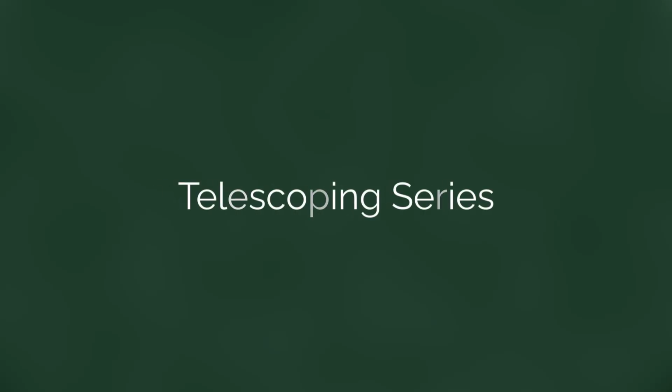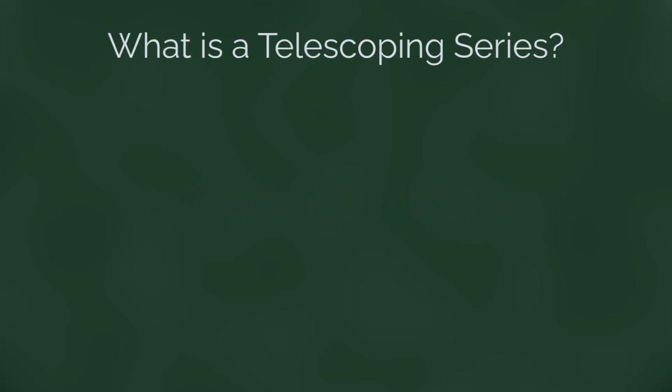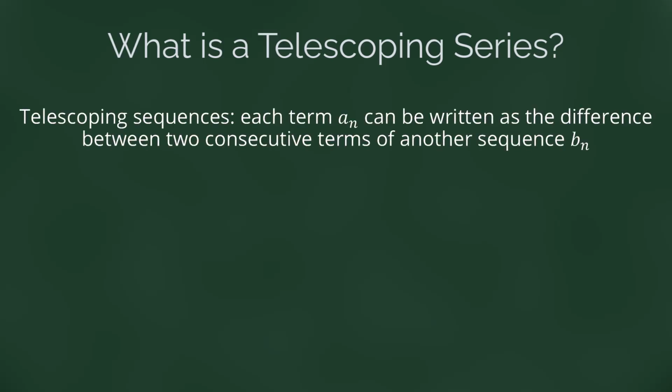In this video, we're going to take a look at another class of series that can be evaluated by inspecting their partial sums. These are going to be the telescoping series. We need to define a telescoping series. So let's recall that a telescoping sequence is one where each term can be written as the difference between two consecutive terms of another sequence.